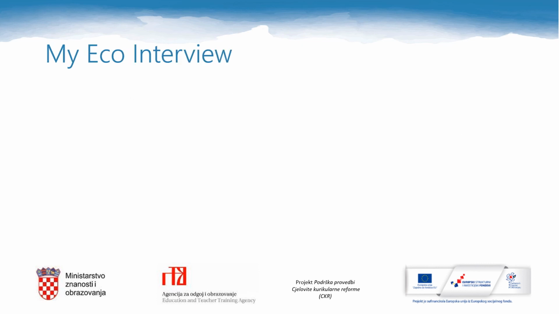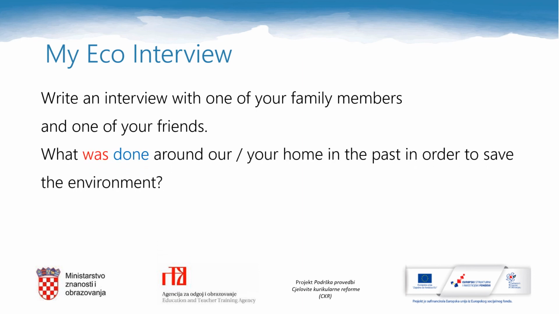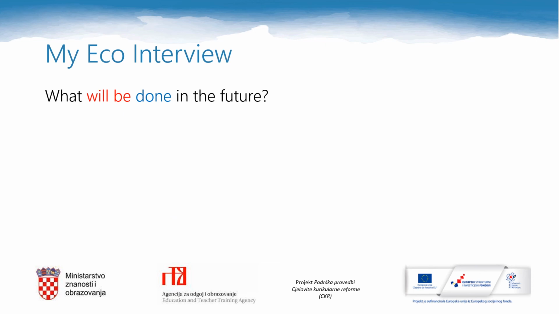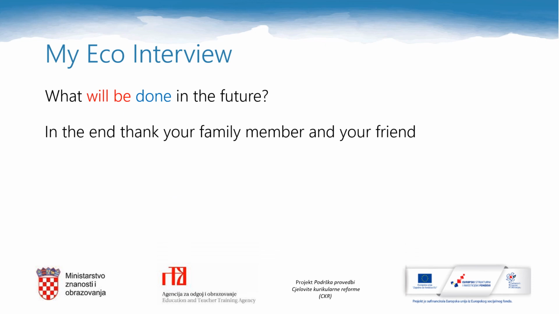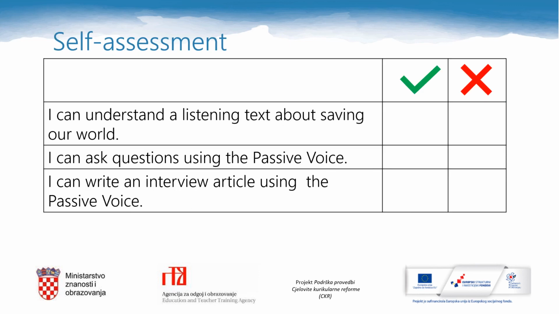It's time for your homework. You should write an equal interview with one of your family members and one of your friends. The following questions can help you. What was done around our home or your home in the past in order to save the environment? What has been done so far? What is being done now? What will be done in the future? In the end, thank your family member and your friend for great pieces of information and suggest what else could be done. It's self-assessment time.